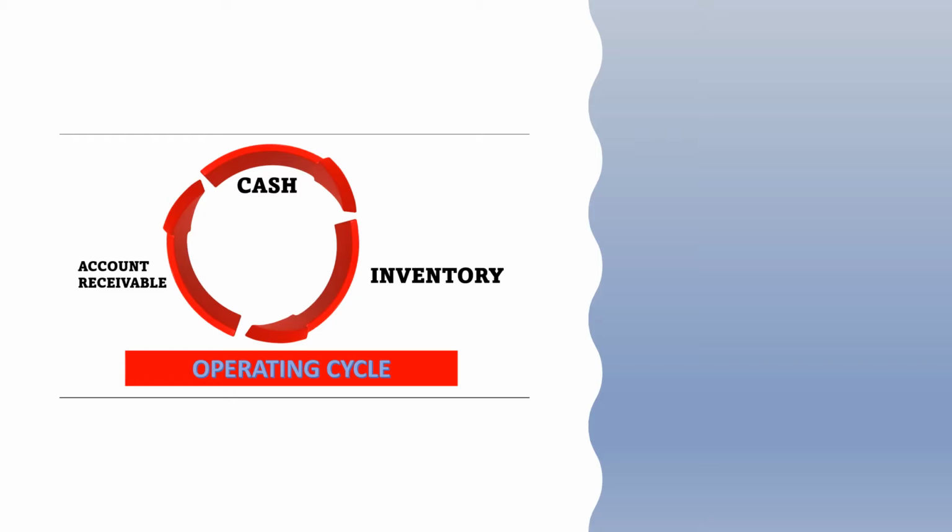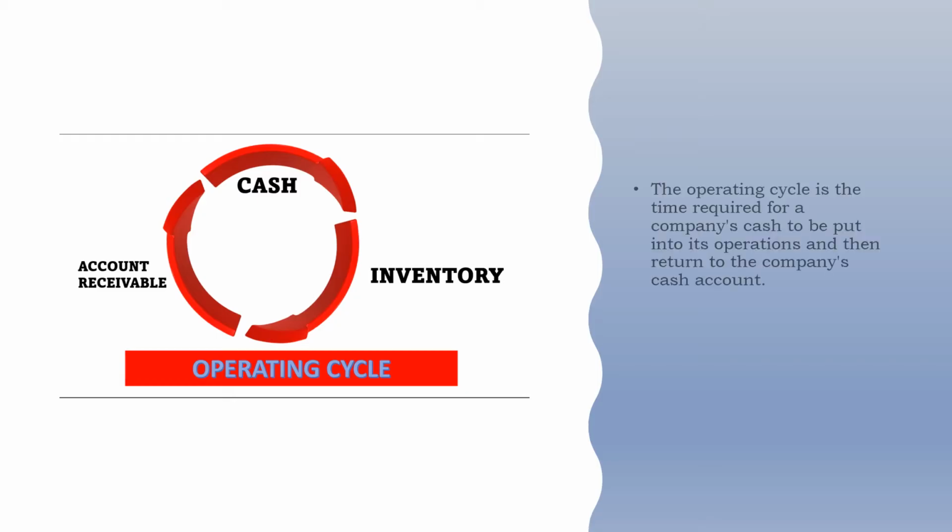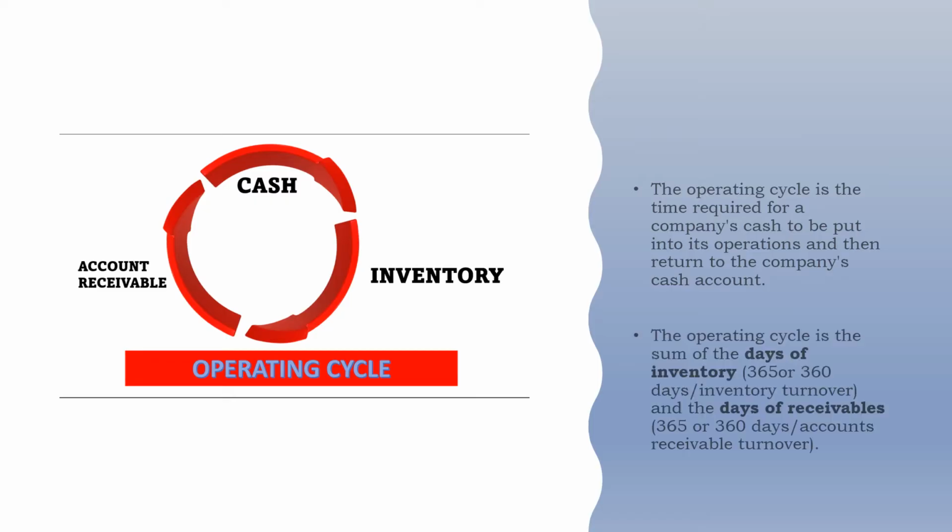What is the operating cycle? The operating cycle is the time required for a company's cash to be put into its operation and then returned to the company's cash account. The operating cycle is the sum of the days of inventory, which can be computed by 365 or 360 days divided by inventory turnover, and the days of receivables, which can be computed by 365 or 360 days divided by accounts receivable turnover.